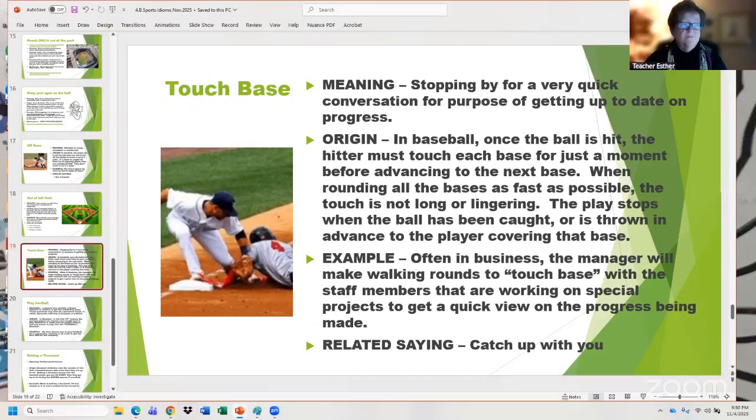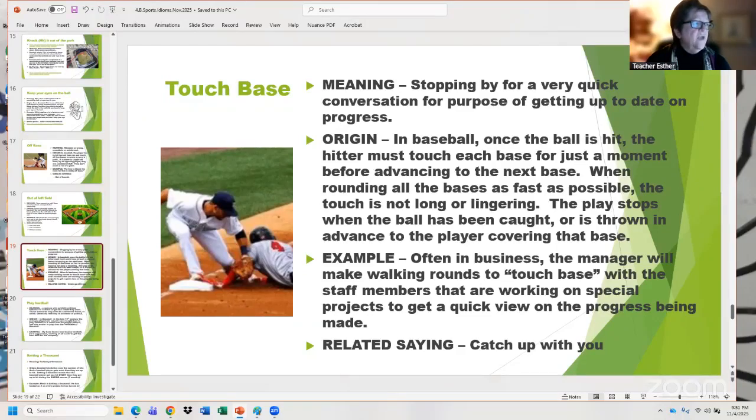Okay? The origin, so in baseball, like I just showed you on the diagram, once the ball is hit, the hitter must touch every single base for just a moment before advancing to the next base. When rounding all the bases as fast as possible, the touch is not long or lingering. So it's not going to be very long. They're just going to touch it and go. The play stops when the ball has been caught or is thrown in advance to the player covering that base.